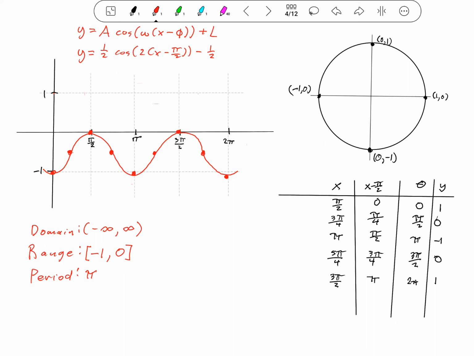And then my zeros for this particular function are occurring at pi over 2 plus k pi, comma 0, because they're occurring at the peaks. And that is the graph of the function y equal 1/2 cosine 2 times x minus pi over 2 minus 1/2.